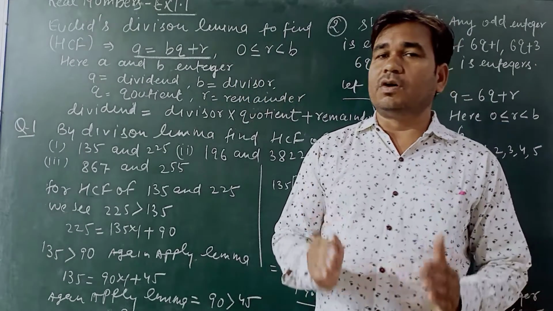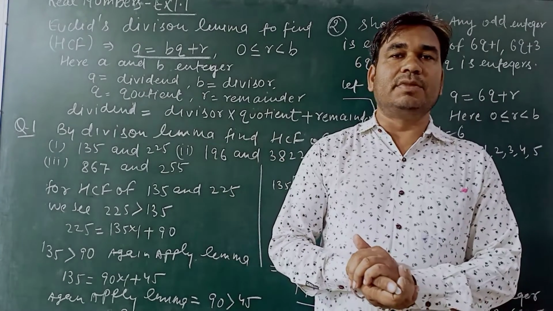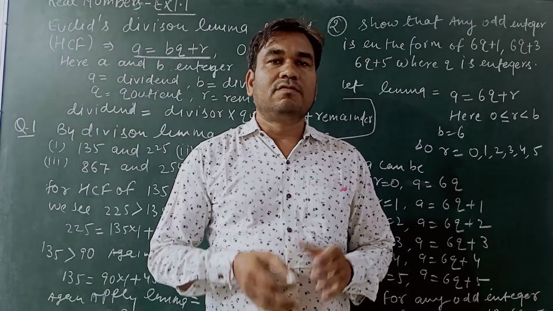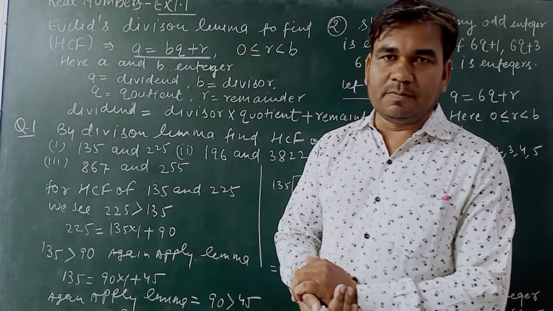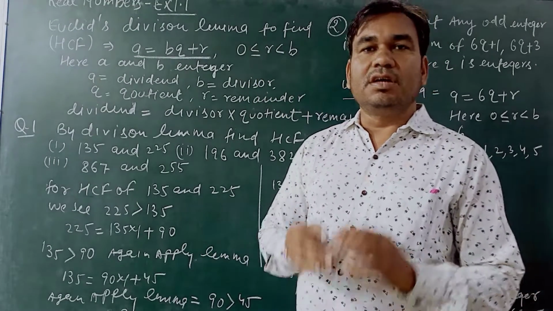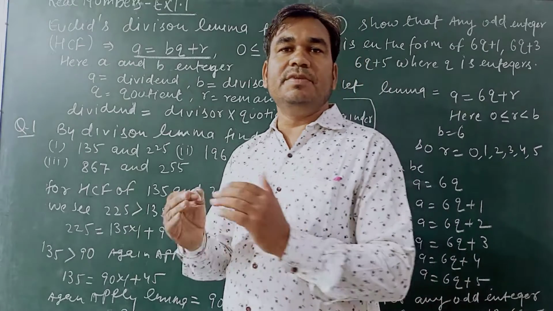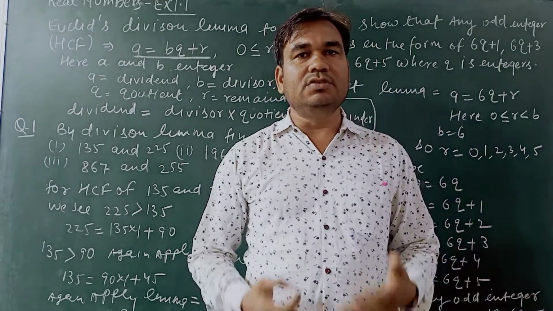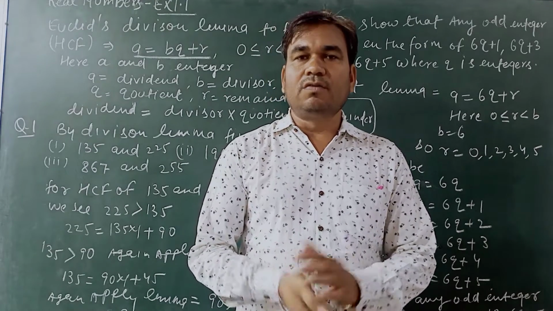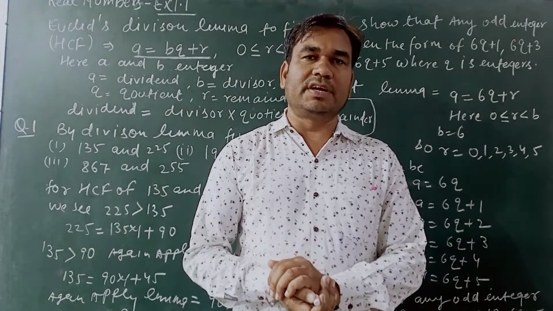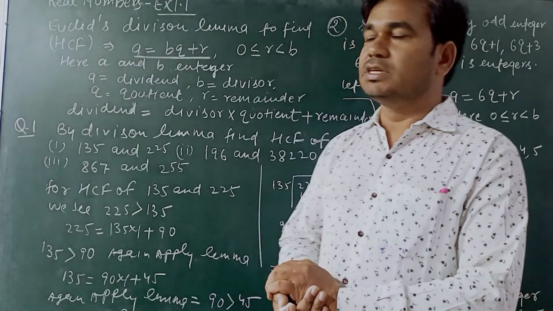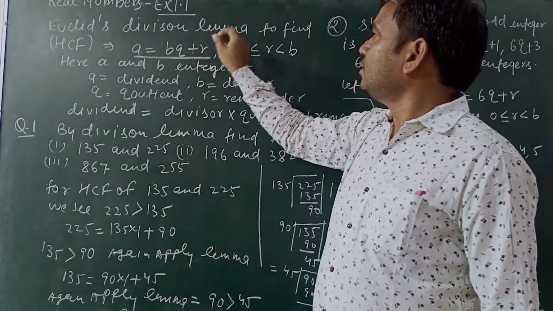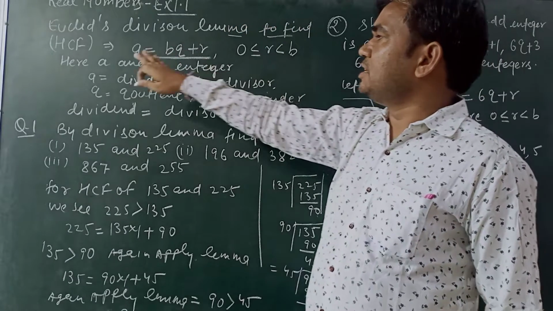Here we discuss Real Numbers, Class 10 Mathematics, Exercise 1.1. First we go to Exercise 1.1. We discuss the Euclid division lemma. Students, when can we use the Euclid division lemma? We use it to find the highest common factor of any two given numbers. Let me show the Euclid division lemma to find the HCF.